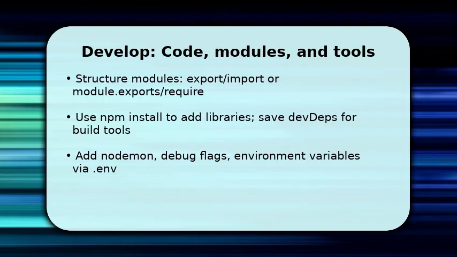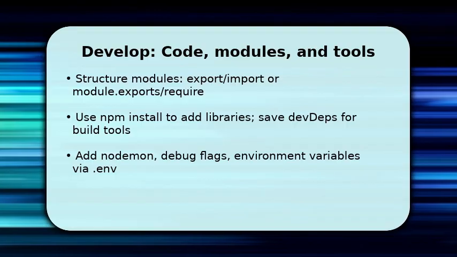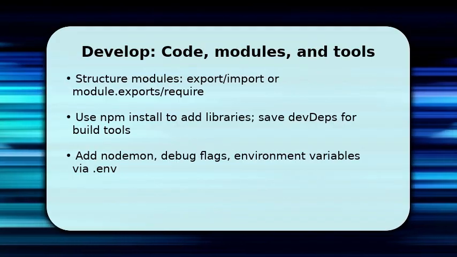Install needed packages with npm install and separate dev dependencies like nodemon or ESLint. Use dotenv or process.env for configuration, make a .env file and load it early. For iterative work, run nodemon or node inspect to catch errors quickly.